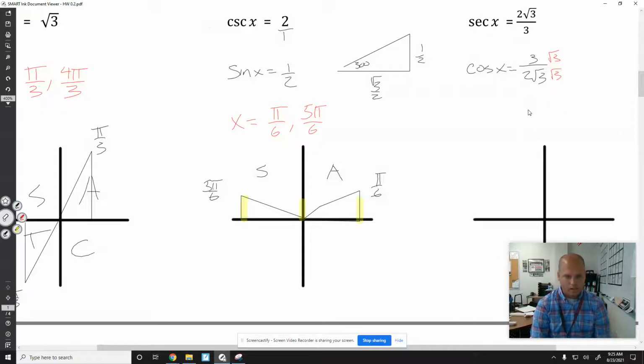So why I say that is like 2 times root 3 times root 3 is just 2 times 3, 2 times root 3 squared. So I get 3 root 3 over 2 times root 3, or 3 times root 3 over 6. The 3's cancel, or the 3 over the 6 cancels to be 1 over 2. This is just root 3 over 2. So really, secant equaling 2 root 3 over 3 is the same as cosine equaling root 3 over 2.